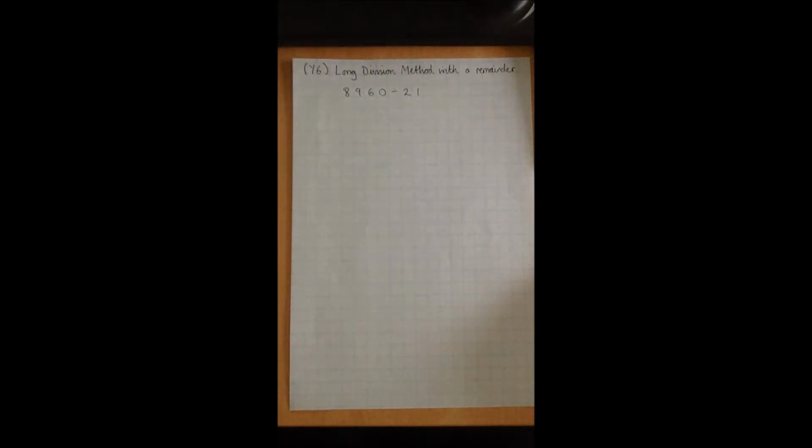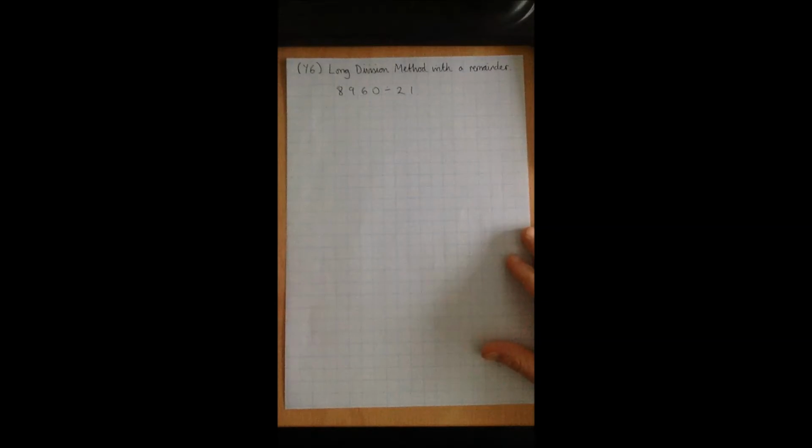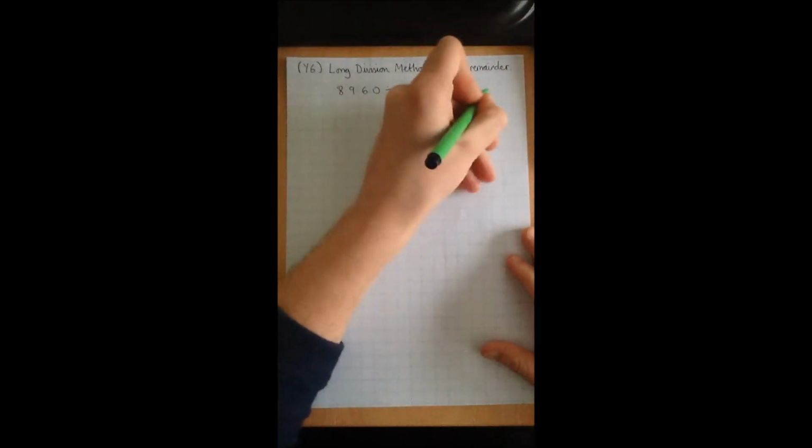So the final progression with long division is when you are expressing your answer with a remainder. So this time we've got 8,960 divided by 21. As before, I'm going to encourage the children to do their jottings first. So multiples of the divisor, which is 21.